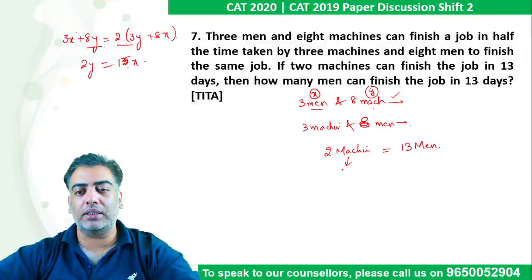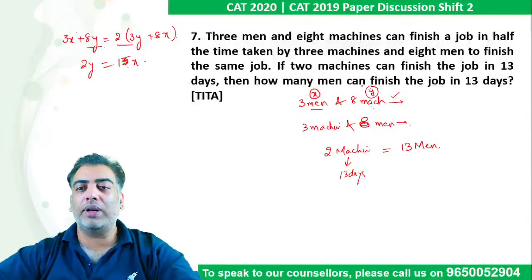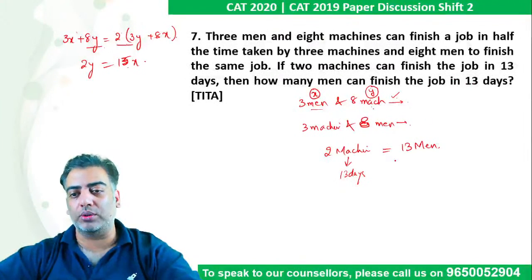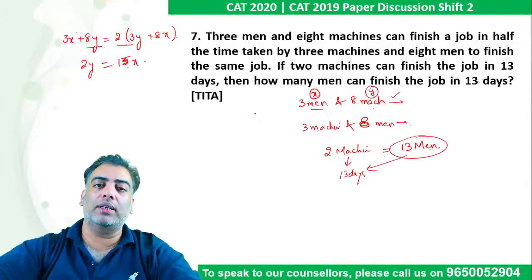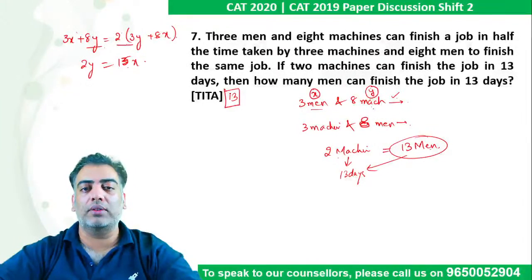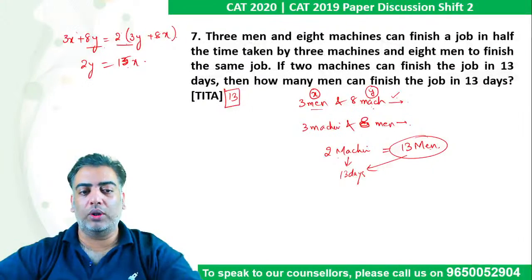So then question says how many men, if 2 machines can finish the job in 13 days. So given to me is 2 machines can finish the job in 13 days. Then how many men can finish the job in 13 days? So answer comes out to be 13 because 2 machines are equivalent to 13 men. So the required answer will be 13. So please check it out. I hope it is clear to each and every student.